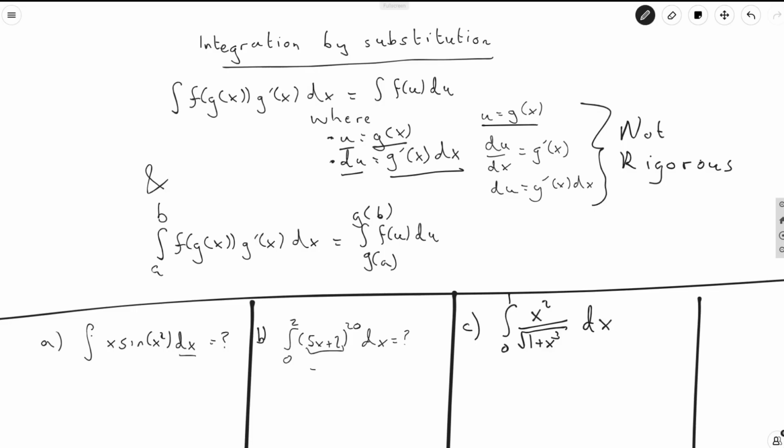As another side note, if this is the statement for an indefinite integral, for a definite integral, that is, an integral with a lower bound and an upper bound, we also have to change the bounds. A gets sent to g of a, and b gets sent to g of b, where g is the substitution we're making, u is equal to g of x. You can think of it this way: when x is close to a, u goes to g of a, and similarly, when x is close to b, u goes close to g of b.